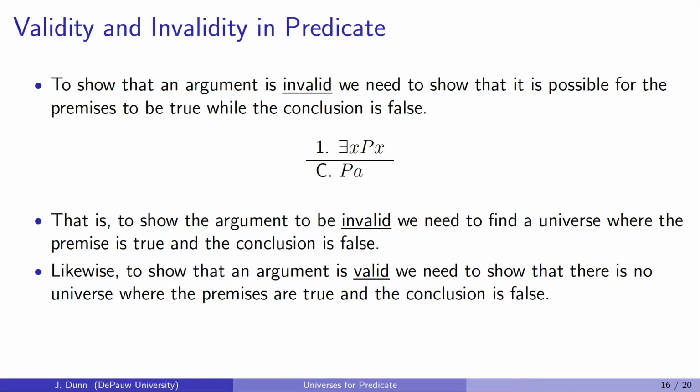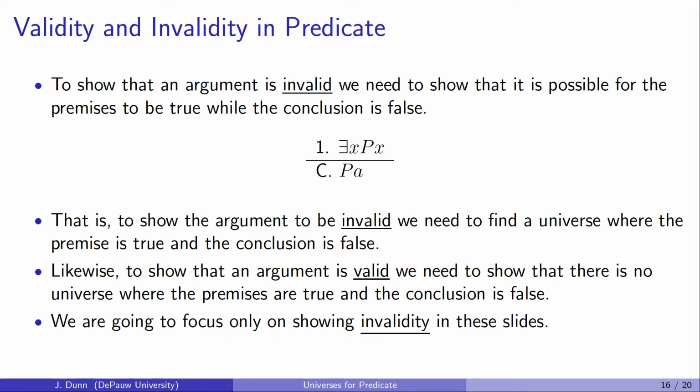Now, it turns out it's quite a bit harder to show validity than it is to show invalidity, and for a pretty basic reason. To show that an argument's invalid, you have to only find one universe, a universe that makes the premise true and the conclusion false. To show that an argument's valid, you have to show that out of all the infinitely many universes, there's none where the premises are true and the conclusion is false. There are methods that we could develop to figure out validity in that way, but it's a little bit hard for us. So we're going to focus on these slides and in this class on showing invalidity with universes.